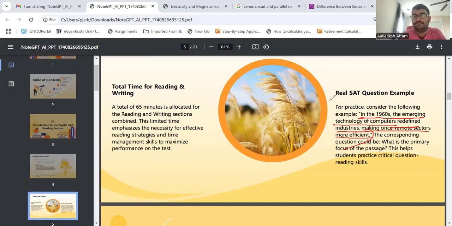So, what can be the corresponding question? What is the primary focus of the passage? Okay, so you will be getting this kind of questions.